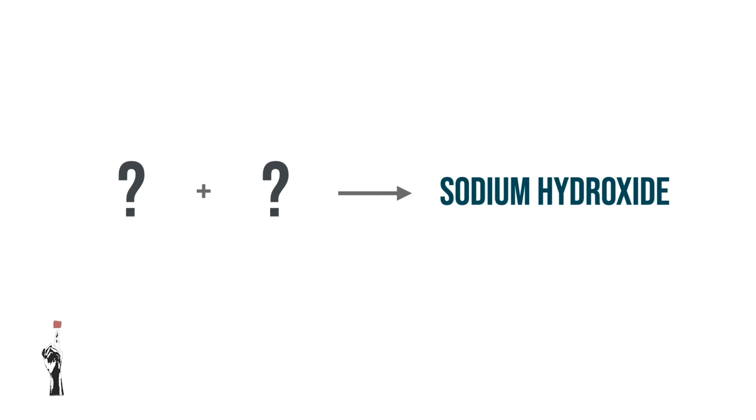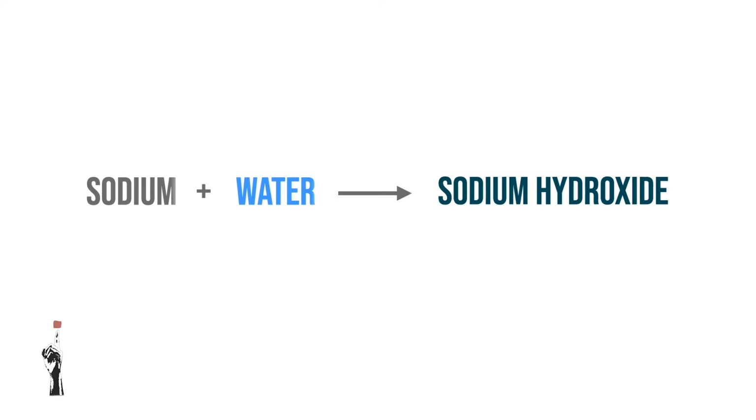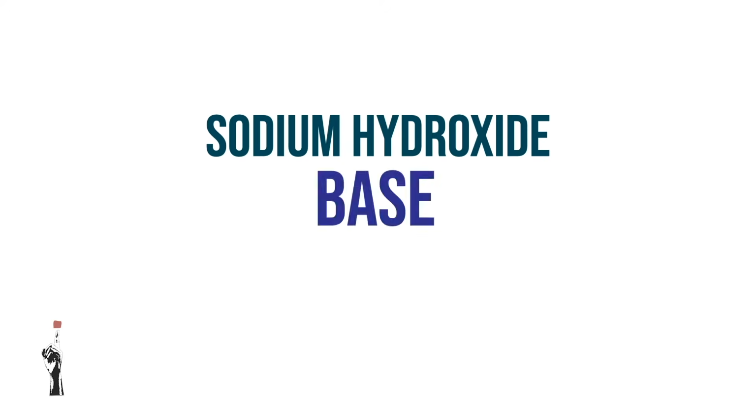Now, can you guess which reactants will deliver the product sodium hydroxide? If your answer was sodium and water, you are 100% correct. Because sodium hydroxide is a base, it has a pH value above 7.